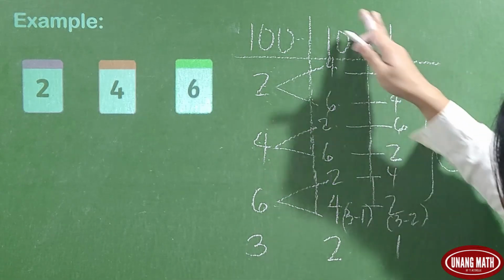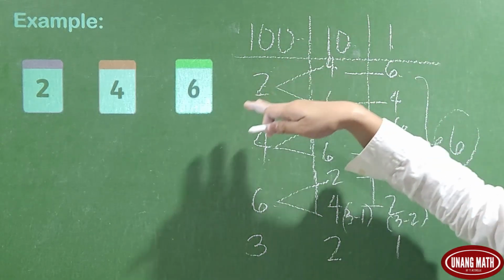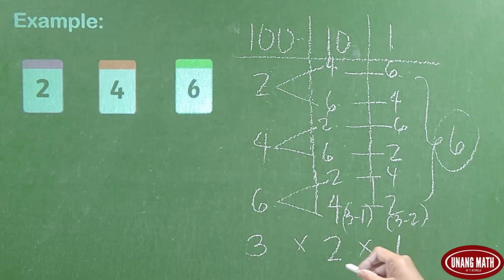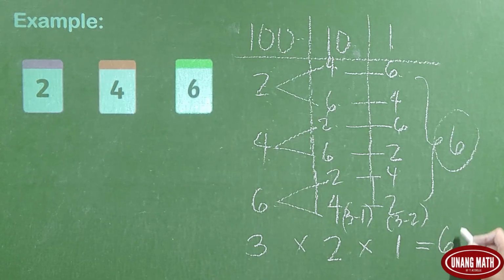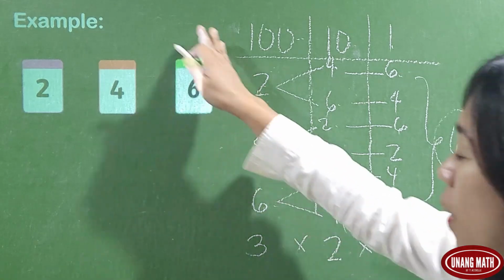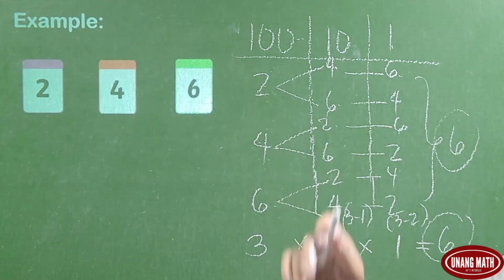Take note, we use these numbers at the same time, so we know that we have to multiply these numbers. And this is now equal to 6. So there are 6 possible outcomes, or 6 three-digit numbers using all these number cards.